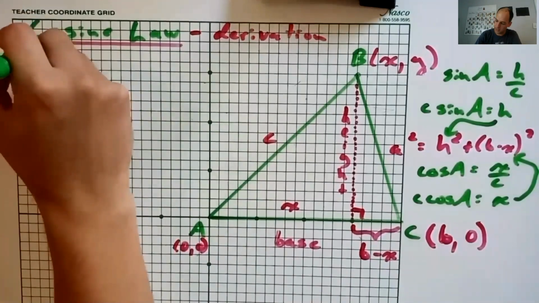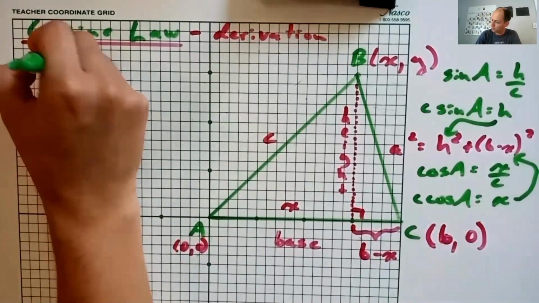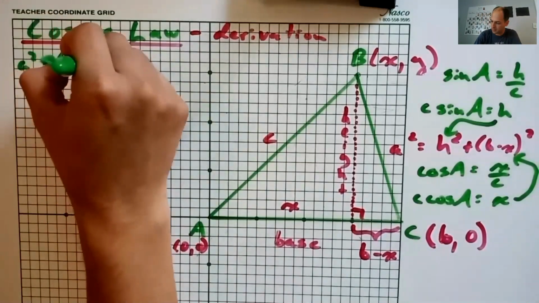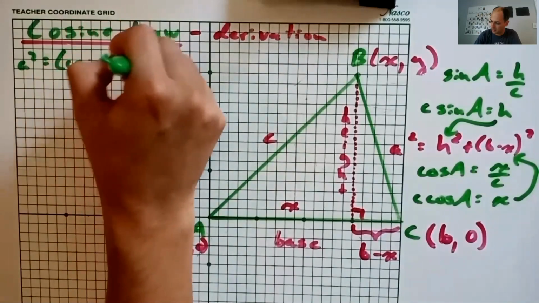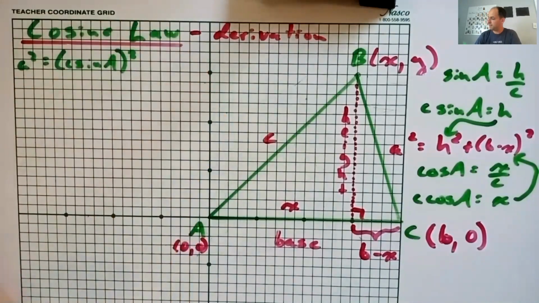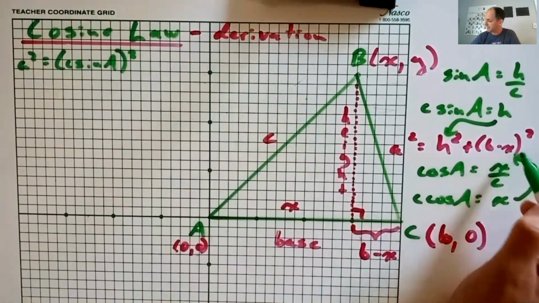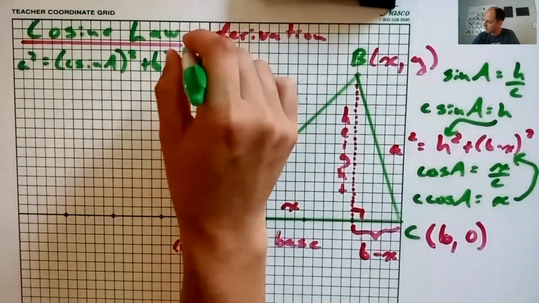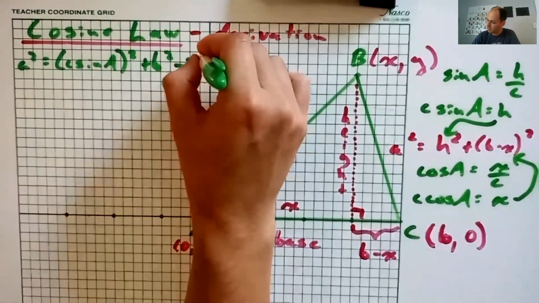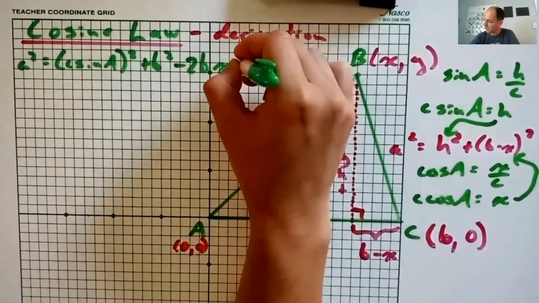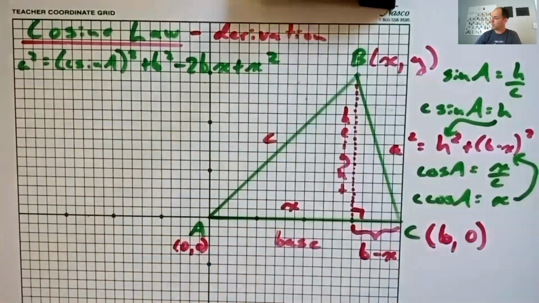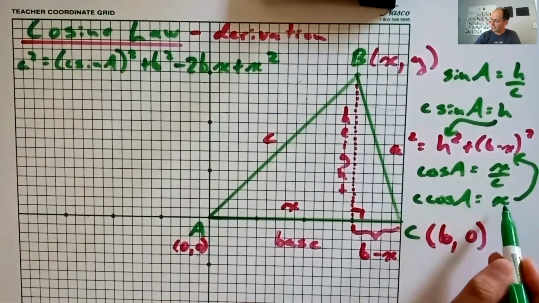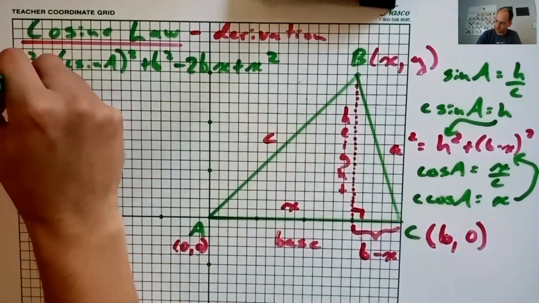So let's write this out. We have a squared equal to h squared, which is (c sin A) all squared. And we also have this square of a binomial, of course, (b minus x). If we multiplied out (b minus x), we would get b squared minus 2bx plus x squared. Now we can do the substitution for c cos A in for x in the next line.